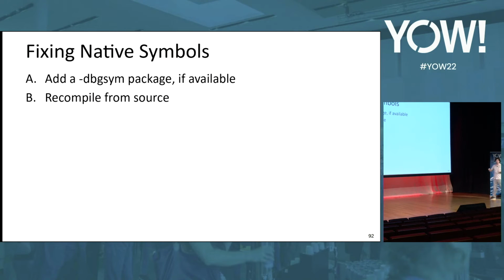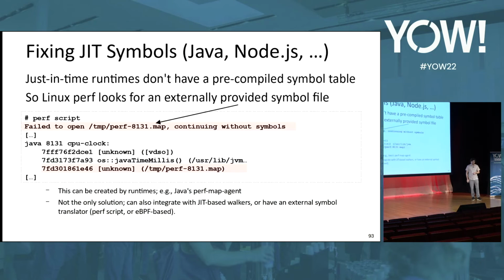Fixing symbols for compiled software: there might be a debug symbols package on Linux, or you recompile it with the right options. For Java and Node.js and other runtimes on Linux, perf likes to use a supplemental file. So I'm running perf script. It's trying to open this thing called /tmp/perf-whatever.map. It's like, oh, I can't find it, continuing without symbols.